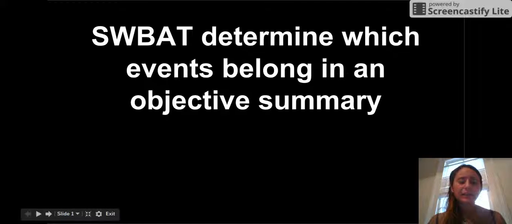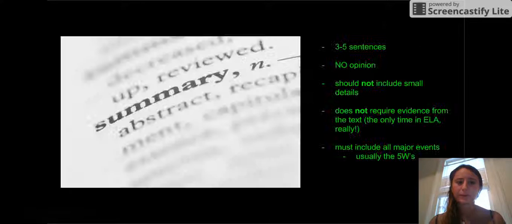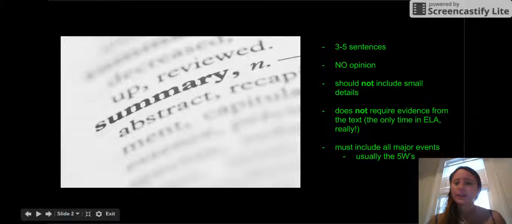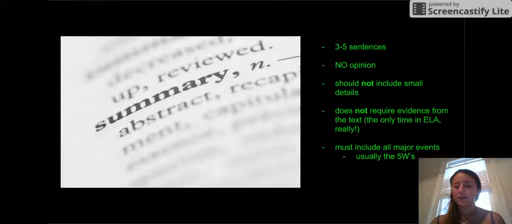Our objective is that students will be able to determine which events belong in an objective summary. Quick reminder: objective summaries are always 3 to 5 sentences, with no opinions, and should not include small details. They do not require evidence from the text. This is really the only time in ELA where you'll be asked to do something and told that you don't have to support your answer with evidence. You're just giving in your own words what happened. And it must include all major events.